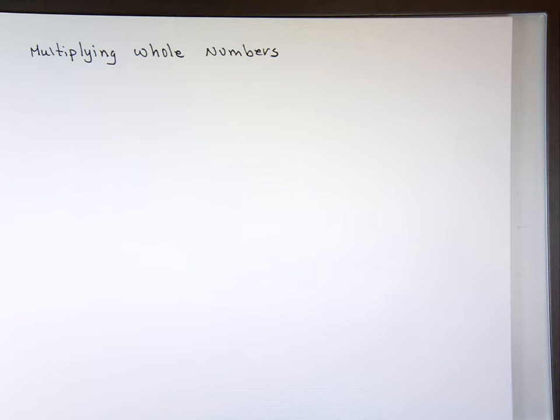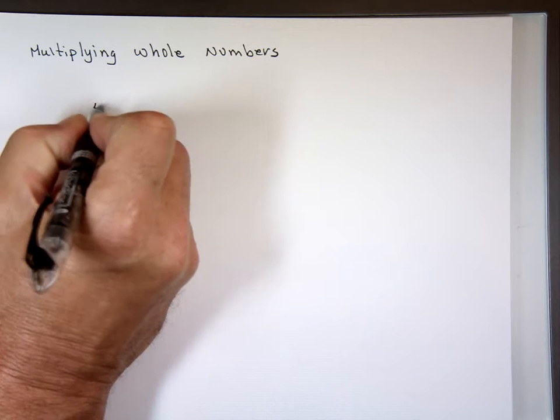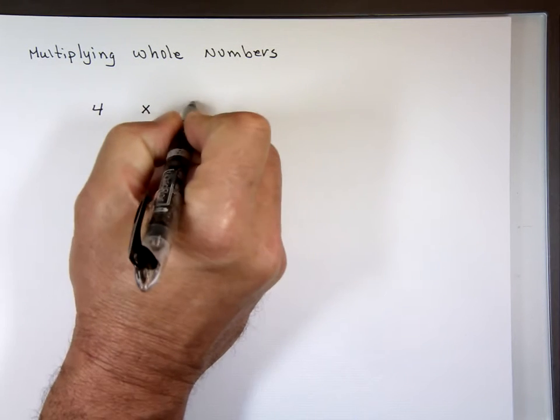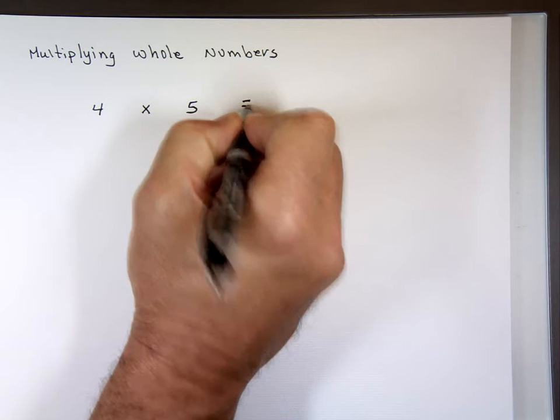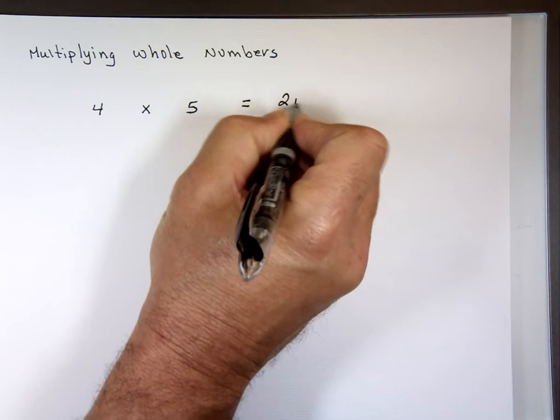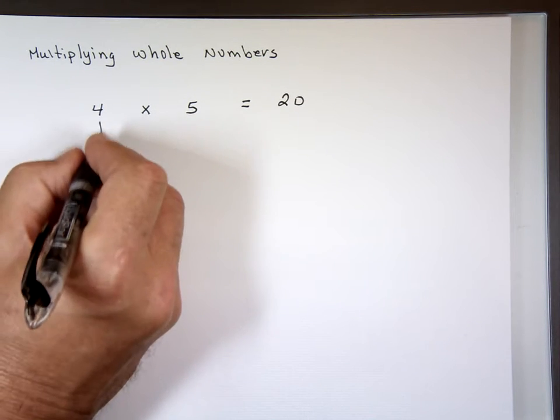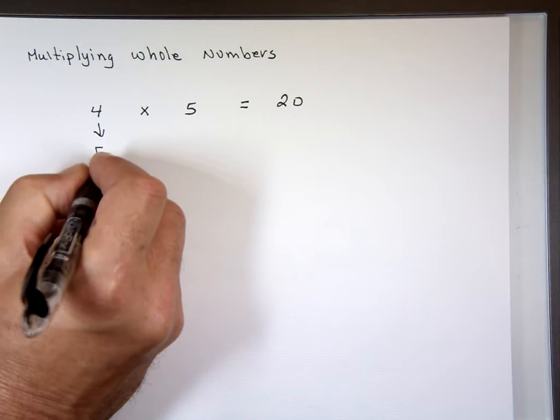Now, when you multiply, let's say I want to multiply 4 times 5. That's equal to what? 20. The name of this is called what? Factor.